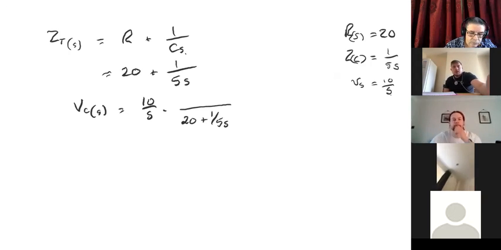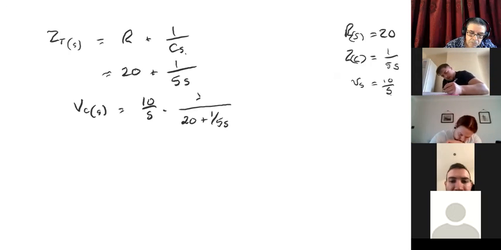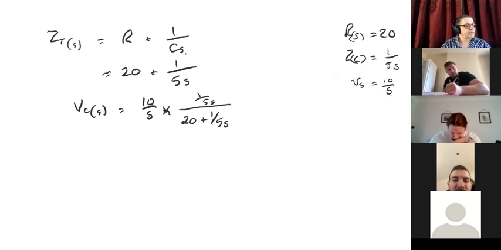So S take away, is that, Mike? Plus. Oh, it's plus. No, it's times. Oh, right, okay. I thought you meant the 20 plus 5 over S. No, 1 over 5S. What is S? That's S space, just designating that we're in the S domain.